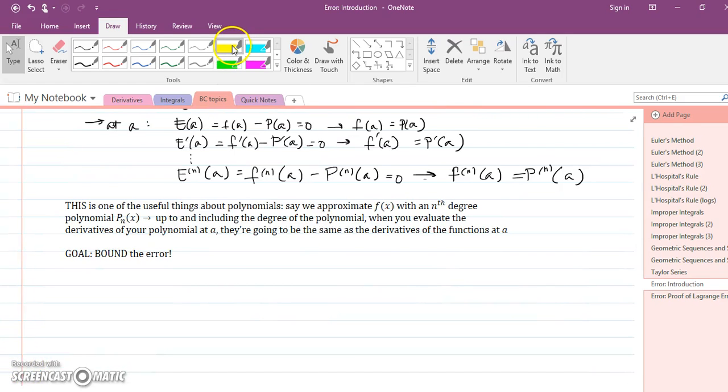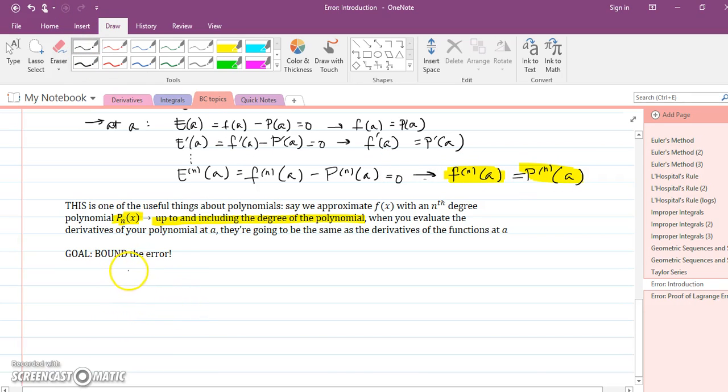Let's summarize what we just said above. There are many useful things about polynomials, but in terms of Taylor polynomial series, one of the useful things is that you can approximate f of x with an nth degree polynomial, p sub n of x, and up to and including the degree of the polynomial, in this case n, when you evaluate the derivatives of your polynomial at a, they're going to be the same as the derivatives of the function at a. So the polynomial value will equal the function value up to n.